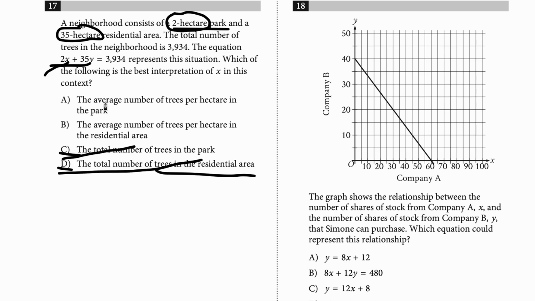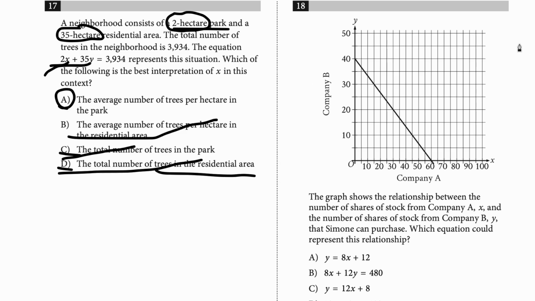Now it's just between option A and option B. Now it becomes easier. We can obviously remove option B because we know that 2x is in the context of the 2-hectare park, not the average number of trees in the residential area, which is 35y. So the answer would be option A.